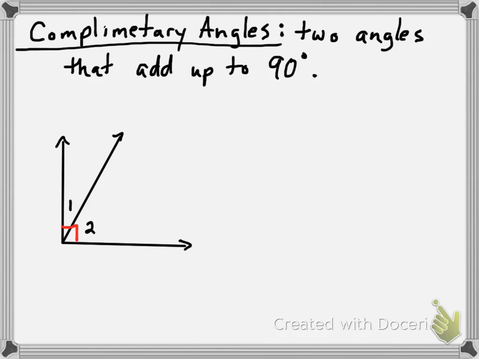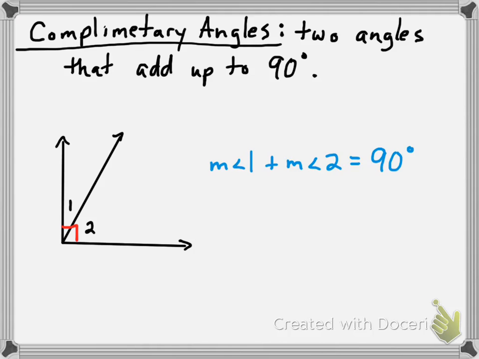Now notice, complementary angles are also adjacent angles. They share a vertex, they share this side. So they're adjacent, but they're special adjacent angles because they're adjacent angles that add up to exactly 90 degrees. They add up to exactly a right angle. Okay, so the measure of angle 1 plus the measure of angle 2 equals 90 degrees. That's what you should know about complementary angles.